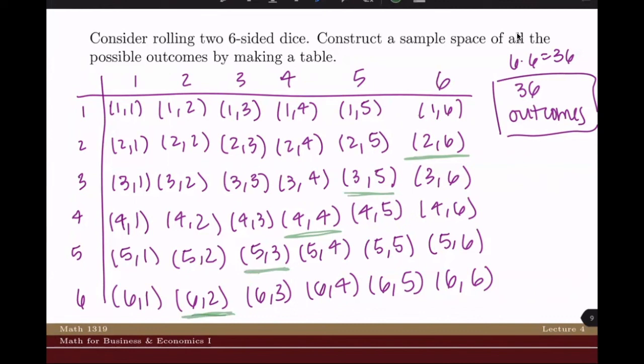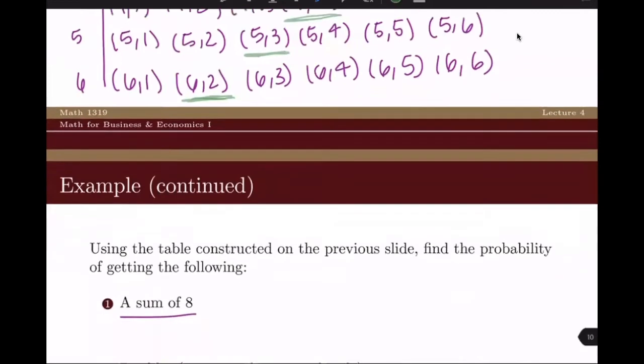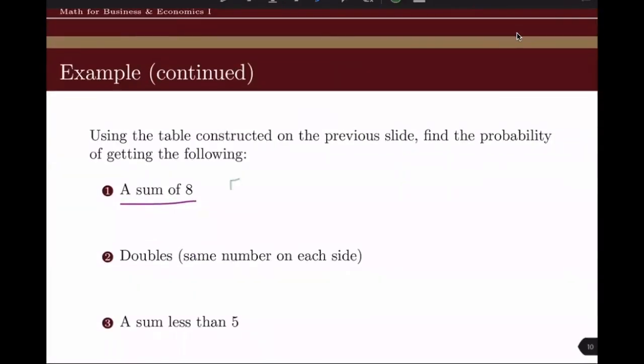So that is 1, 2, 3, 4, 5. So 5 out of 36. You could also write this probability as 0.139.